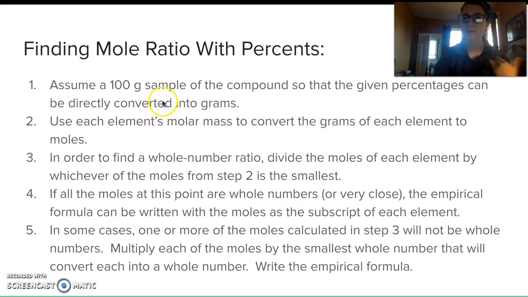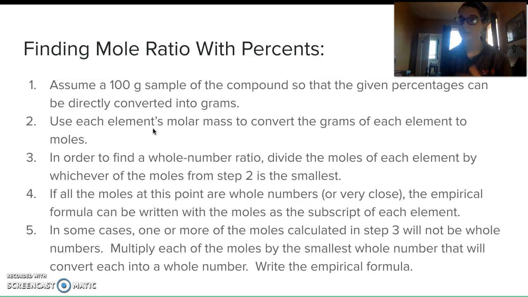By assuming 100 grams, we don't really have to do any fancy math or anything like that. So let's say I have an element that they tell me is 50% of the compound. I convert that 50% and say 50 grams, okay? Because remember, percents are expressed out of 100, so if we assume 100 grams, it just goes from percent to grams. Really easy.